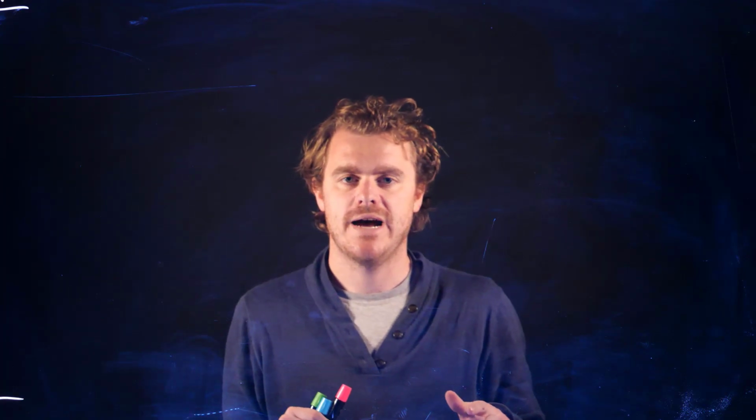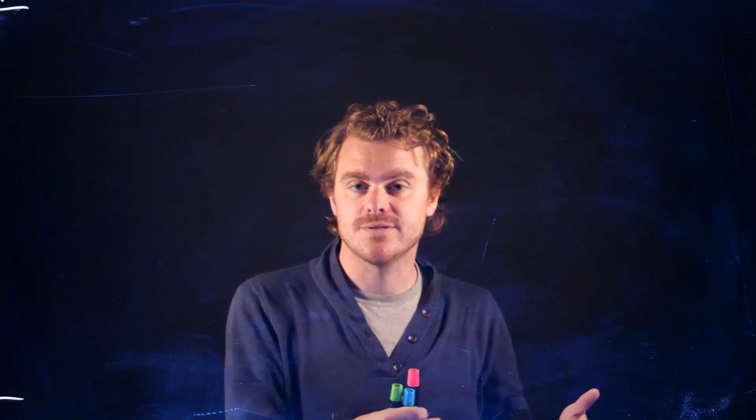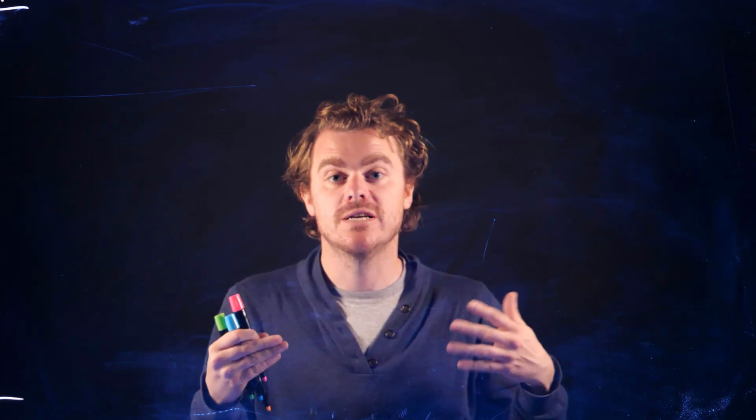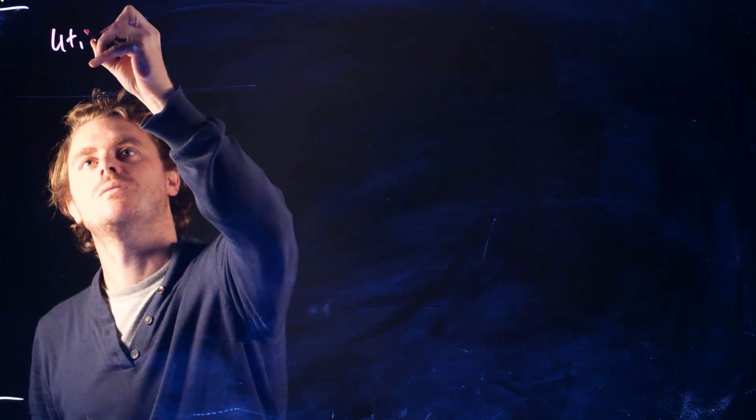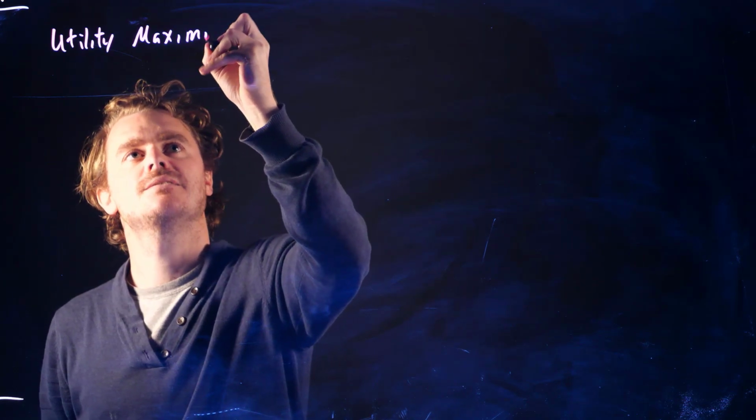So now we've seen how to graphically represent our budget through the budget constraint, and how we're going to graphically represent our preferences, or how much people prefer of different goods, using the indifference curves. We can bring them both together to talk about utility maximization.